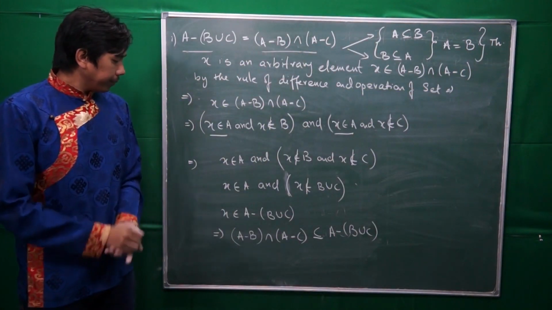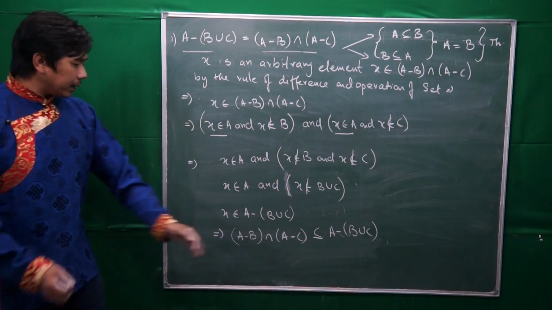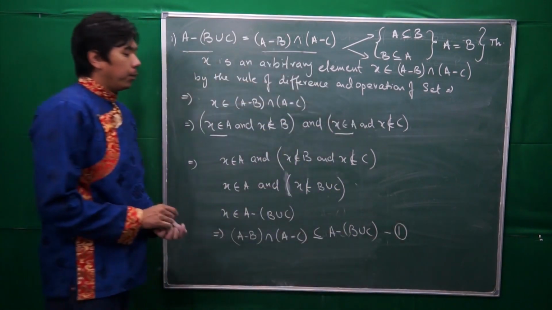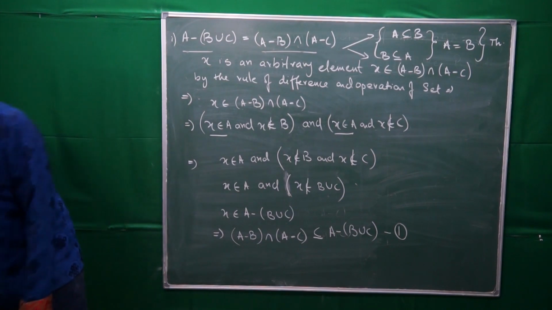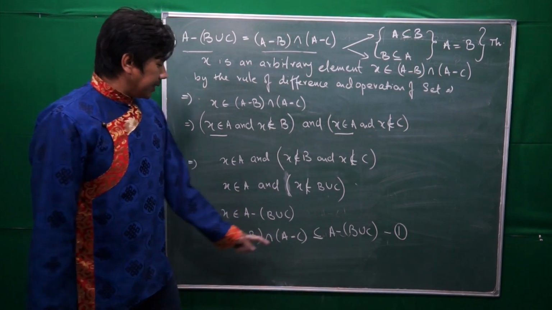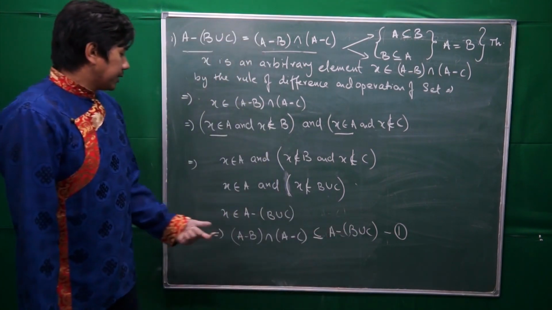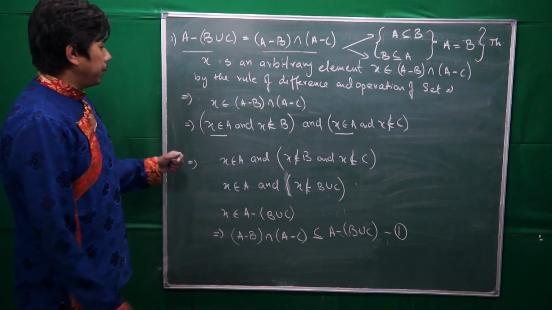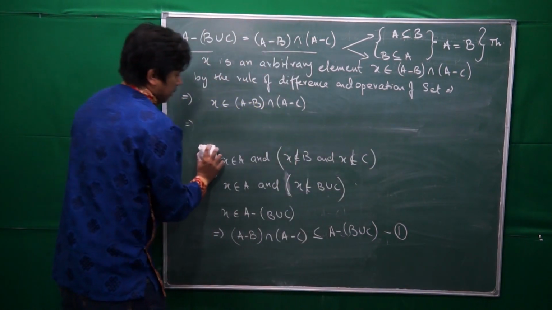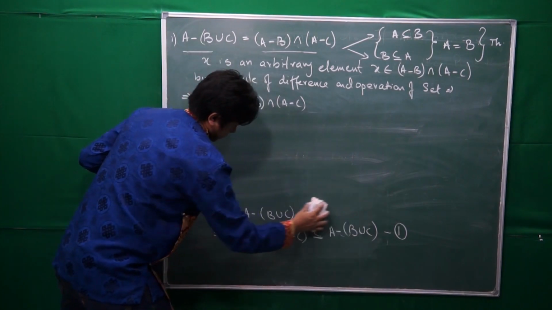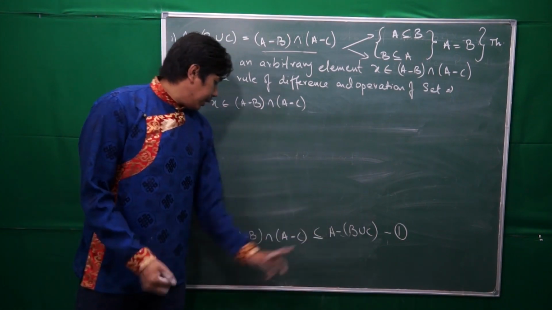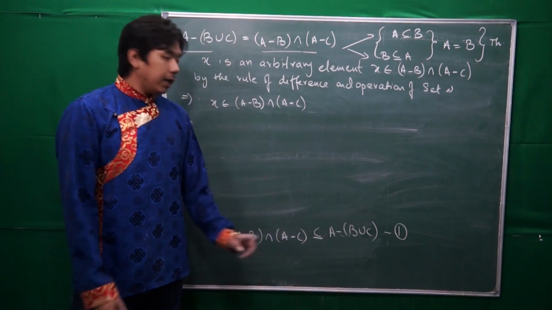Simple. So my first job was to prove that this is a subset of this, which has been done. Now this is my equation number 1. For equation number 1, (A minus B) intersection (A minus C) is a subset of A minus (B union C). Similarly, through this method, we'll be proving that A minus (B union C) would be a subset of (A minus B) intersection (A minus C).